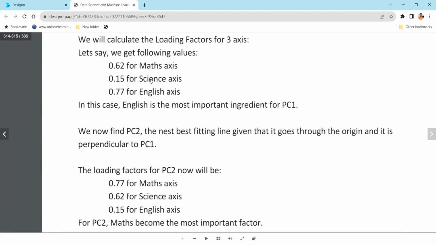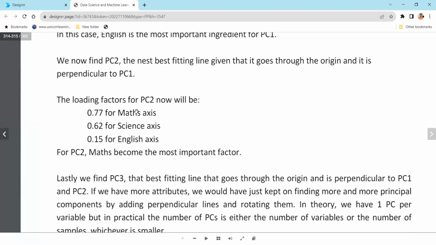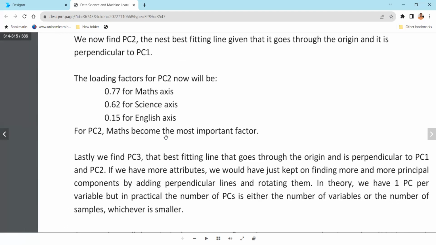And let's say if you have a third axis, this is what we get. In this case, English is most important for PC1 because English is 77%. Now if you have a PC2, we have to draw PC3 as well, the third axis, the third dimension.